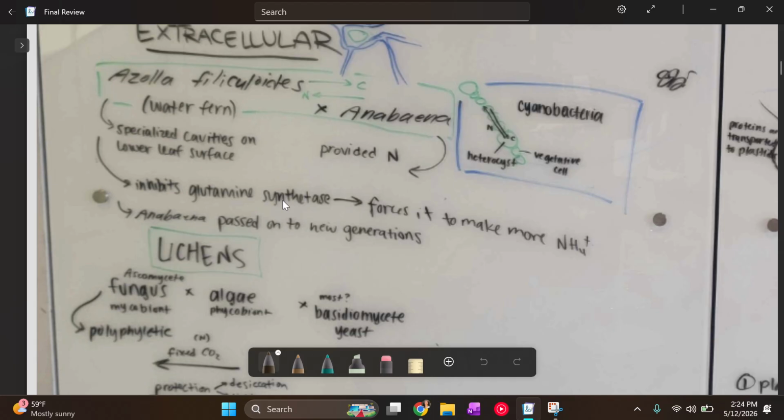Yeah, it uses up the nitrogen, but since it can't use it, it'll make more forever. It's in the permanent "I need more nitrogen" mode, and so it can only get nitrogen from the azolla. Because the thing that it would make signals that we have enough of it, but it can't make the thing. Would it be more of a commensalism or a parasitism?